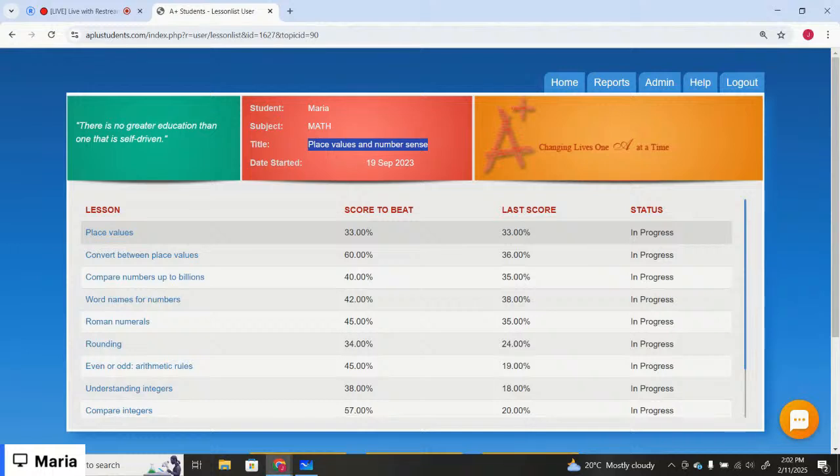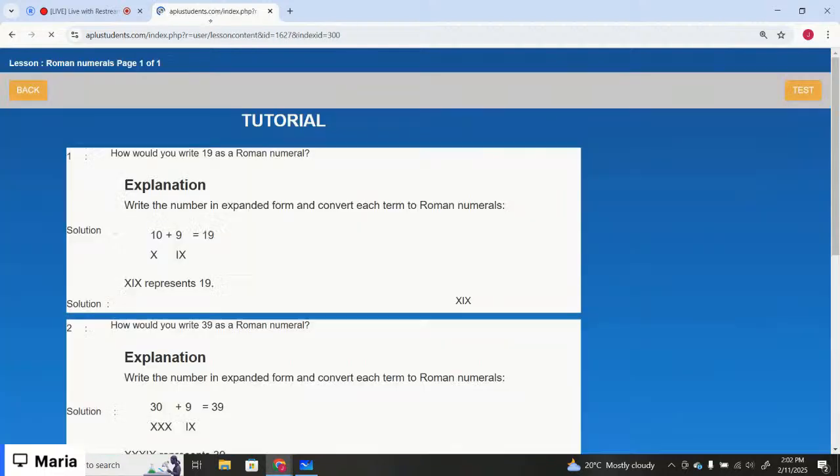Here I'm in grade 5 math. The chapter we're on right now is place values and number sense. Let's just start with the first lesson, that is Roman numerals. So basically the Roman numerals is another way to write the numbers. That is another way to represent the numbers, right?